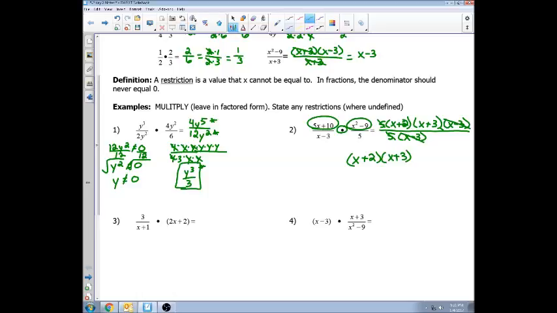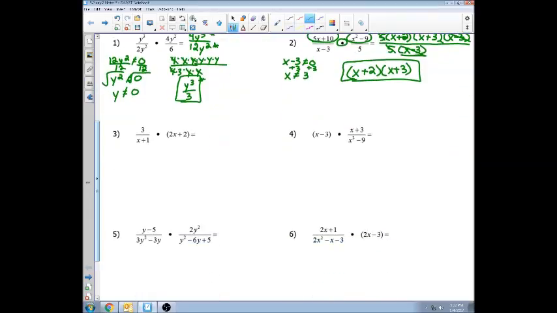The one thing I forgot to worry about, though, real quick, was my restrictions. I always want to do that, or at least I like to do that before I get rid of things. In this case, I did not, and I apologize for that. But this is x minus 3 here. I only need to work with the section that has the variable. So x minus 3 cannot equal 0, which means that x cannot equal 3, because I would have to add 3 to both sides in order to solve for x. Okay? So my final answer would be x plus 2 times x plus 3. Remember, all we're really doing here is just simplifying our rational expressions.